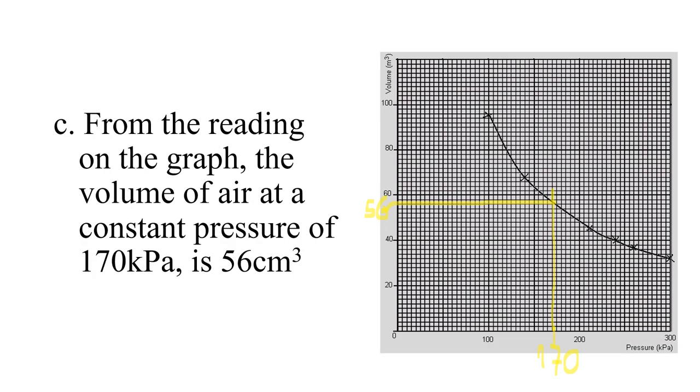C. From the reading on the graph, the interpolation procedure shows that the volume of air at a constant pressure of 170 kilopascals is 56 cubic meters.